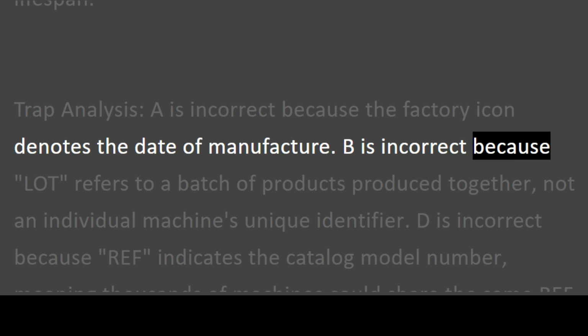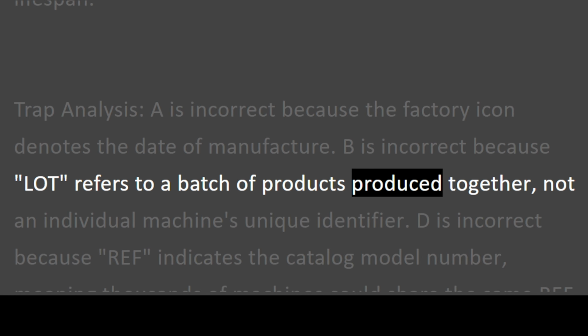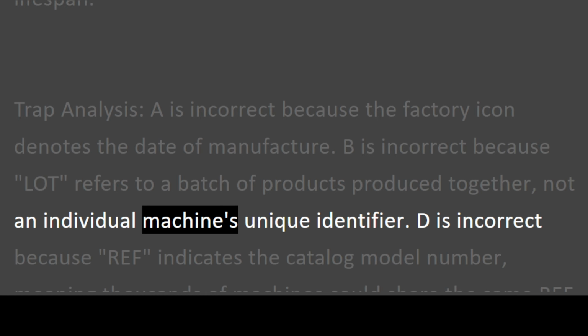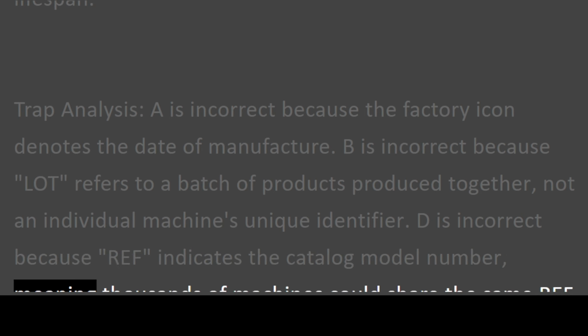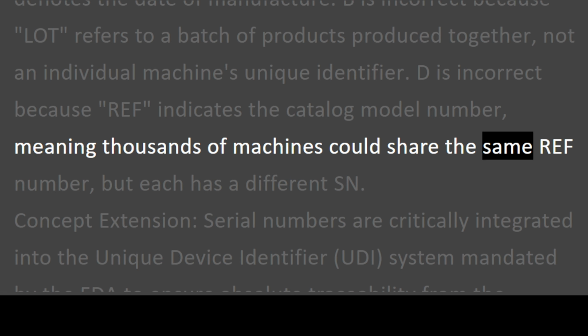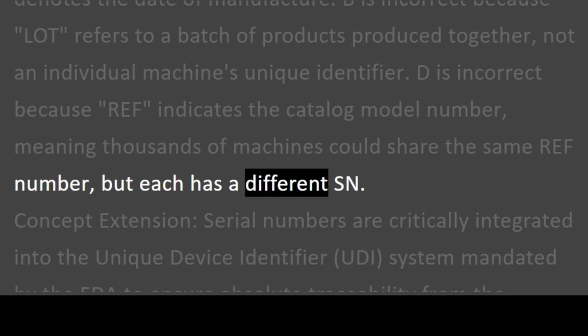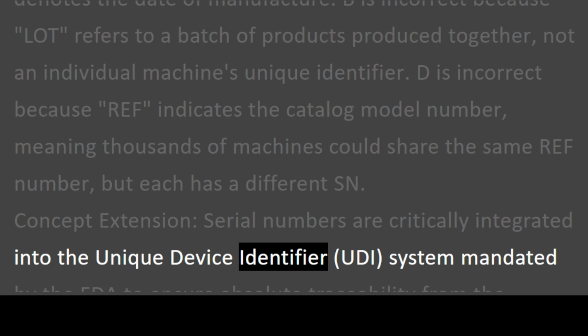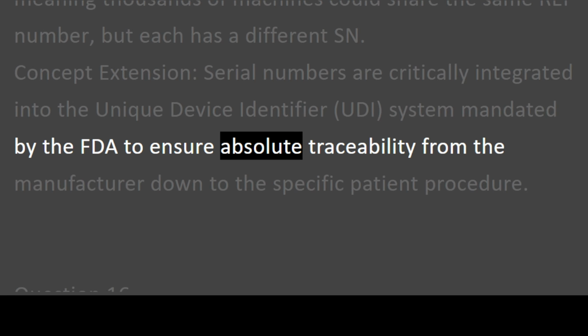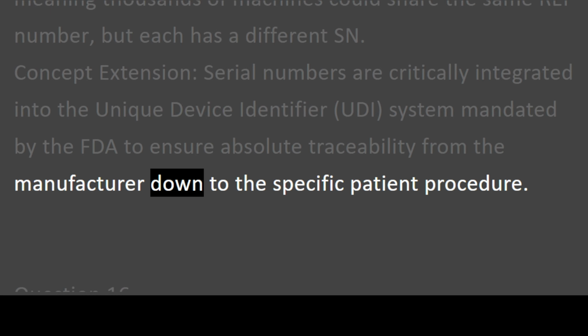B is incorrect because lot refers to a batch of products produced together, not an individual machine's unique identifier. D is incorrect because REF indicates the catalog model number, meaning thousands of machines could share the same REF number, but each has a different SN. Concept extension. Serial numbers are critically integrated into the Unique Device Identifier, UDI, system mandated by the FDA to ensure absolute traceability from the manufacturer down to the specific patient procedure.